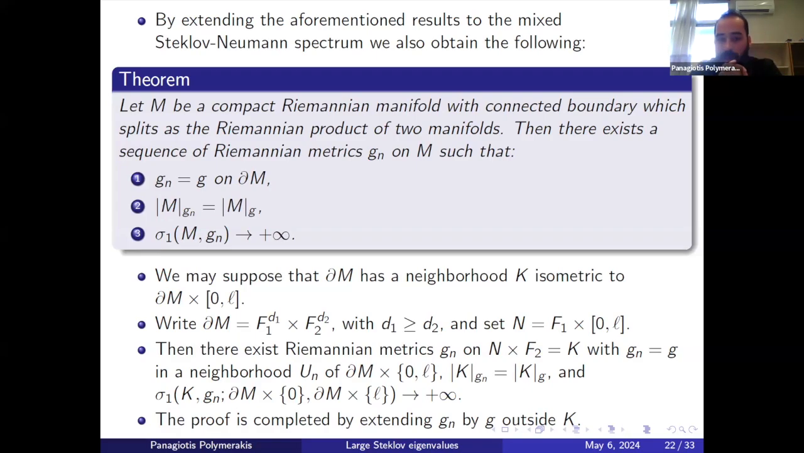Now, since these metrics coincide with the original metric G in a neighborhood of boundary of M times L, the slice at the end of the cylindrical neighborhood, we can just extend them by the original metric on the whole manifold and obtain Riemannian metrics with the same volume, which of course coincide with the original metric on the boundary, and have an arbitrarily large first non-zero Steklov eigenvalue, since we have this for the mixed Steklov-Neumann. This concludes the discussion for the first part.